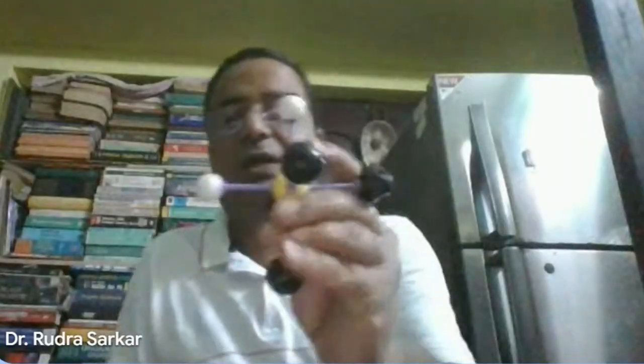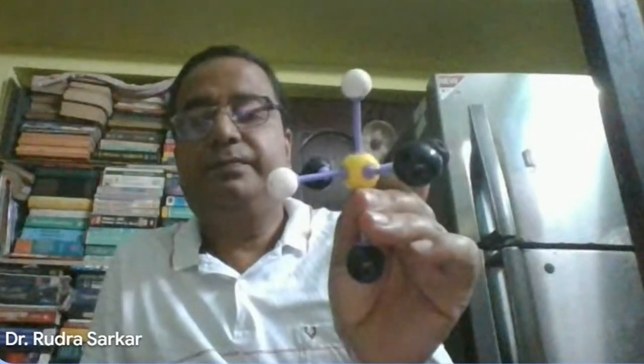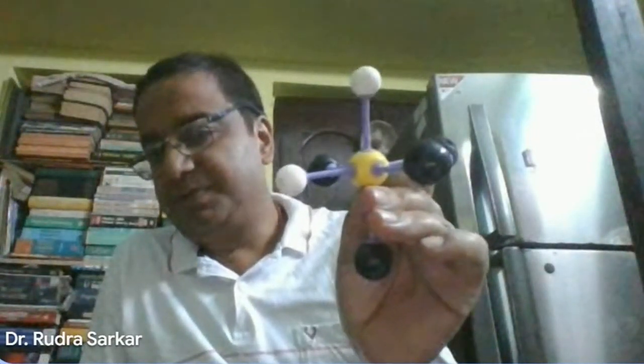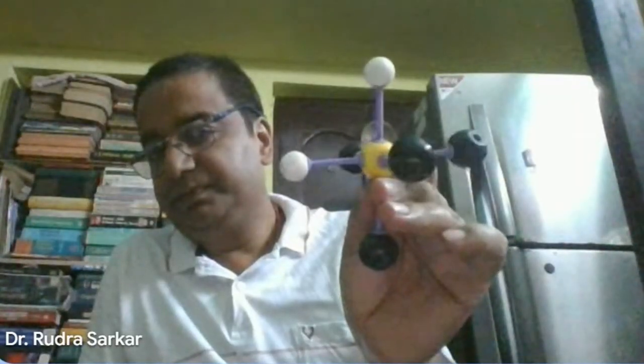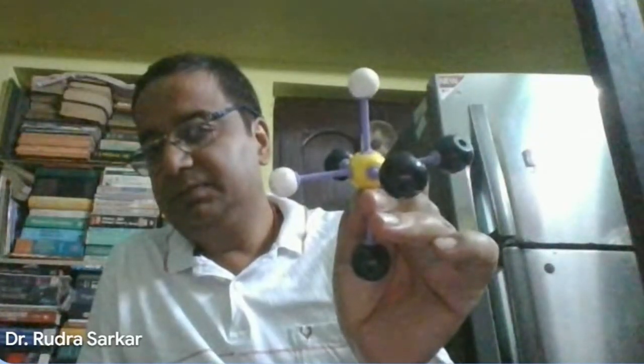I'm just showing it to you. However, if I make the angle between these two like that, 90, that is cis geometrical isomerism. Okay, right? That's clear? Okay, great.